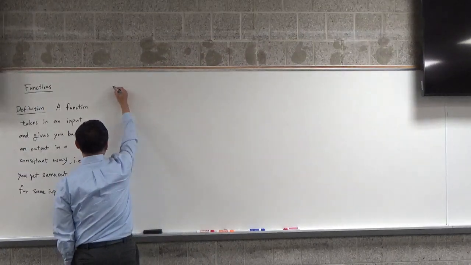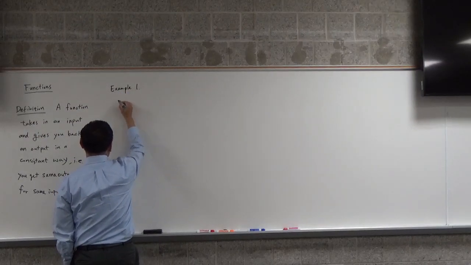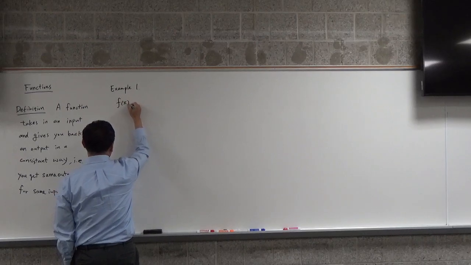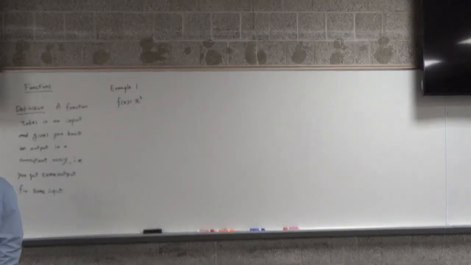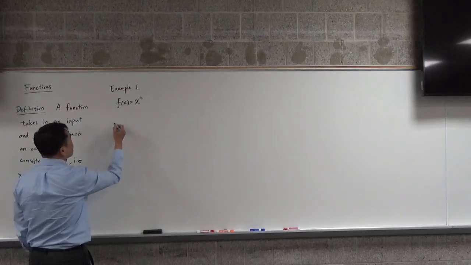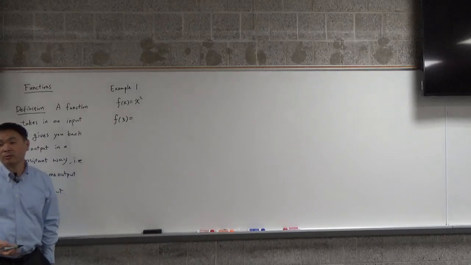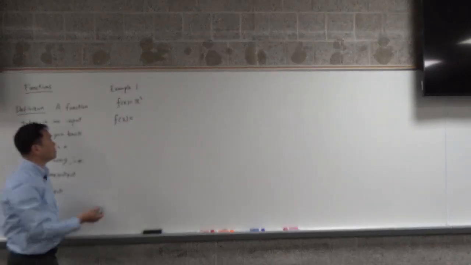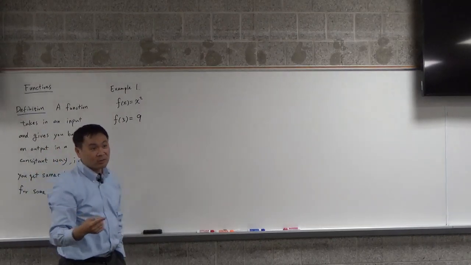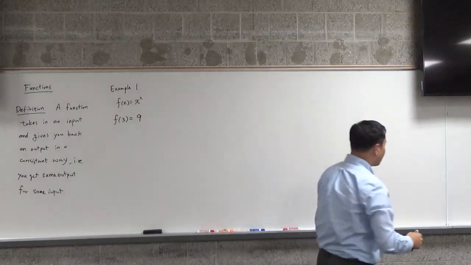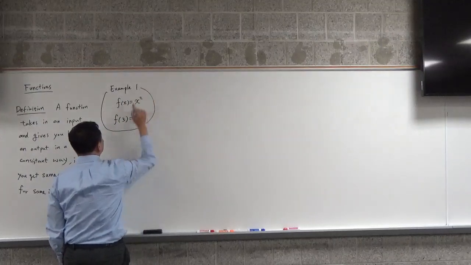Now, as an example, example 1, think about the following. f(x) = x squared. That's a function because if you plug in 3, what do you get as the output? 9. And 3 will always give you 9, right? You don't get a different value. That's an example of a function. Okay. Here's another example.